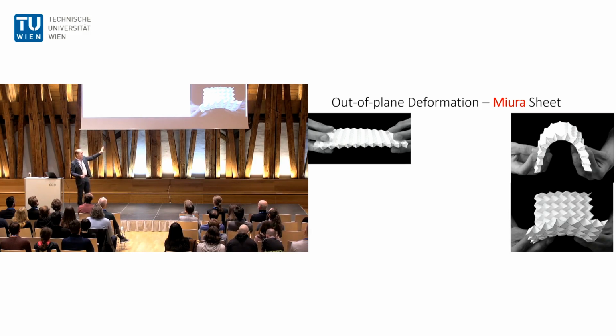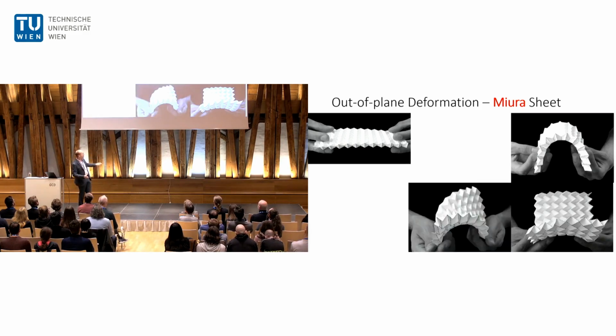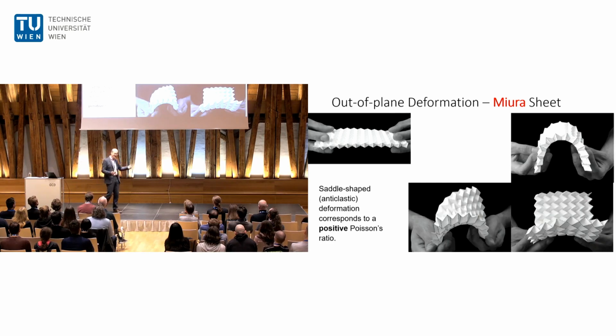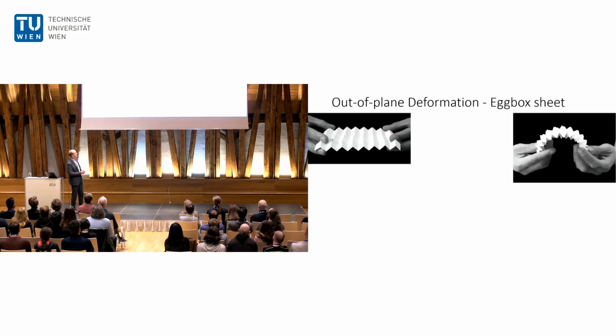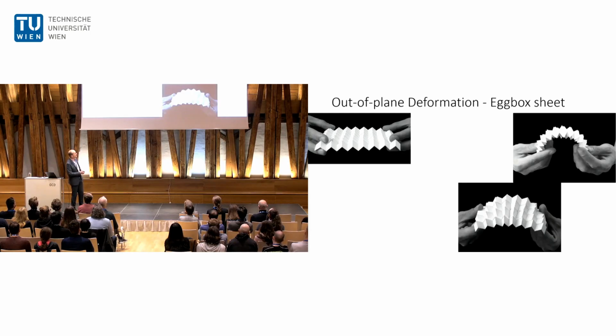If you defocus your eyes and look at the overall shape, what you end up with is this anticlastic bending, so the curvature in two different directions. And that's exactly what you'd expect from a positive Poisson's ratio. So exactly the reverse of what we saw in plane. And if we do the same with the egg box sheet, when you fold it out of plane, you get this synclastic curvature. So that's very much what you would expect with a negative Poisson's ratio.